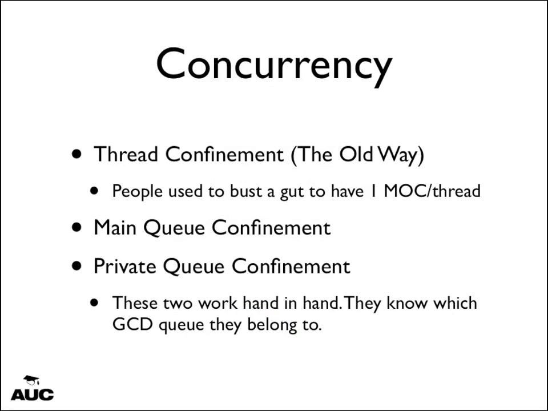So that's the new concept of parents in managed object context. The other new concepts which go hand in hand is the two different concurrency models. So there's thread confinement, which is the old way. People have got either methods or special classes for keeping one managed object context per thread, and it gets pretty tricky. So instead, we can say, okay, we're not going to do that at all.